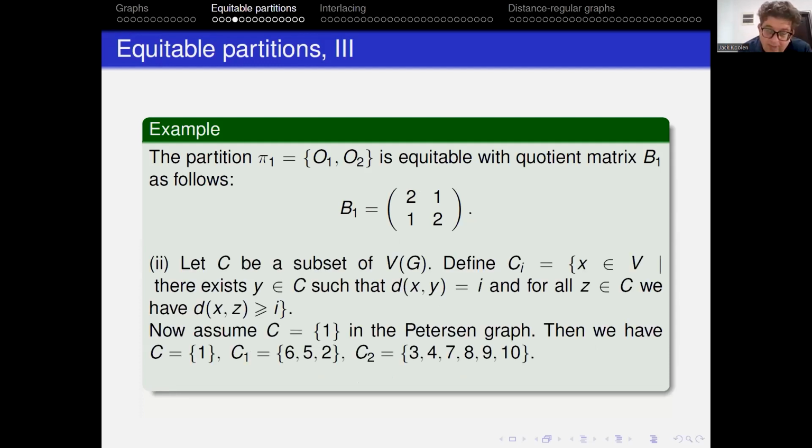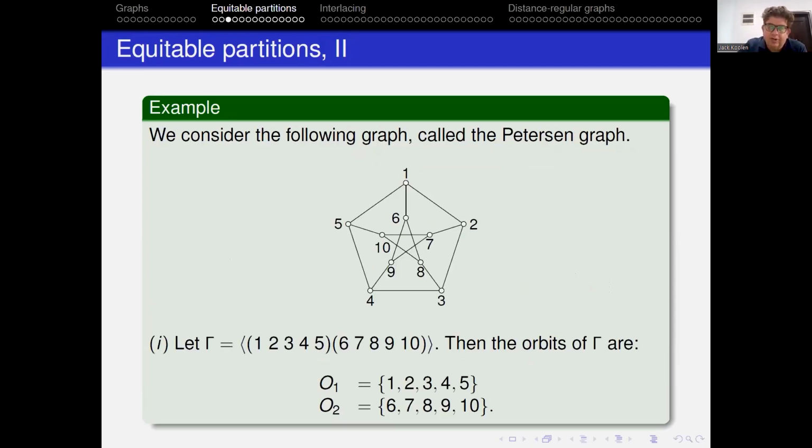So now, we can also look at the distance partition of a subset C of the vertex set. That means you take C as C0, then you take the vertices outside C that have a neighbor in C, that is C1, and so on. You can define C2 at distance 2, C3 at distance 3, and so on. So now we look at the vertex 1 and we do the same thing.